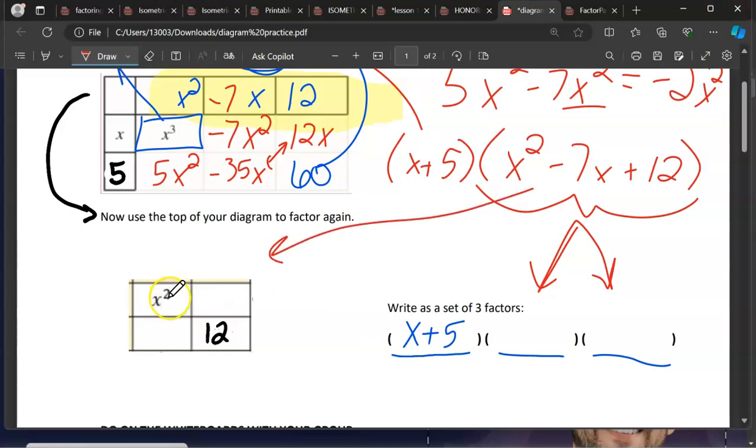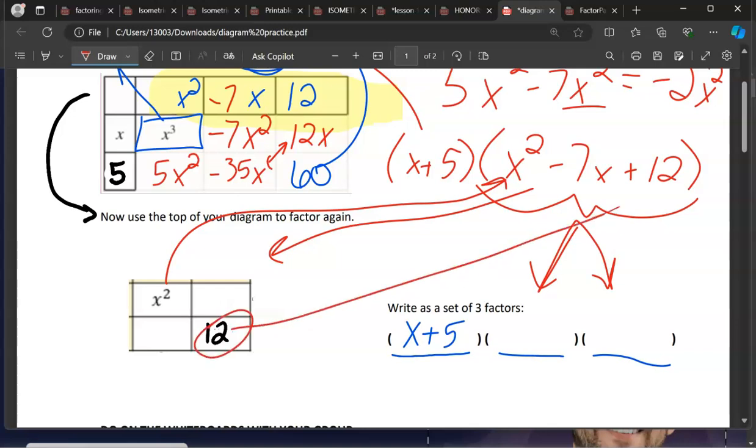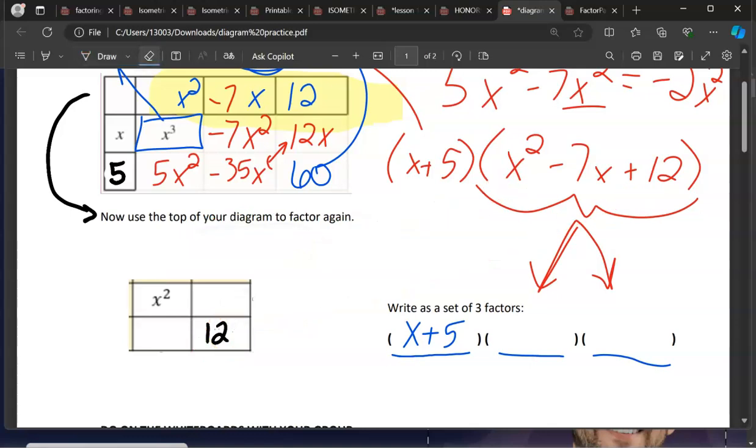Notice the top left is always the first term. So the top left box is x squared, and the bottom right box is always the last term. So whether it's a 2 by 3 or a 2 by 2, top left is always the first term, bottom right is always the last term. With that said, I now need to say, well, to get that, I had an x here and here. That got me x squared. How did I get 12?